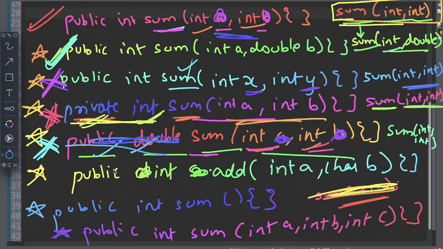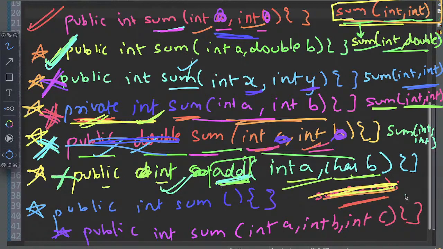Now next example over here, public int add int char. Int char suffices for the rules, but with this add, just note this, the method name is different. So this is again not a valid overloading, but this is a valid method because add is a new method, correct? Add is a different method, so it won't interrupt the execution of sum, or it won't give us any error. It is a valid method but not a valid example for overloading.